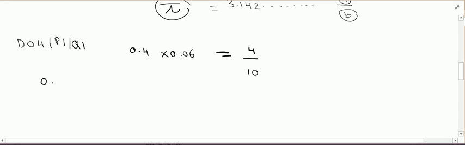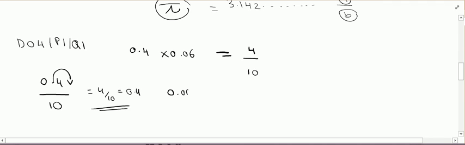Okay, let's discuss it. If you have 0.4 and you move one decimal place to the right, you write it as 4 over 10. 4 over 10 or 0.4 is equivalent. You can verify it on your calculator.